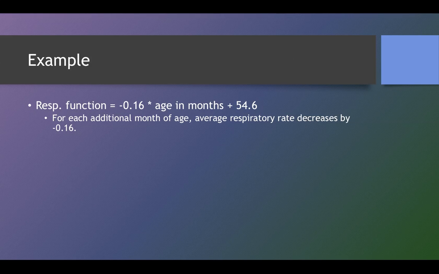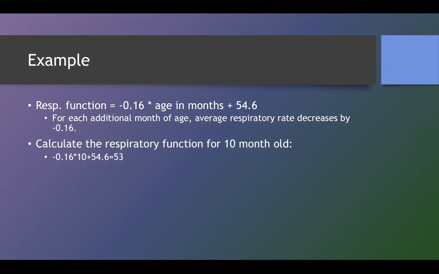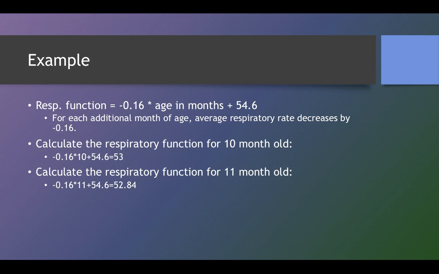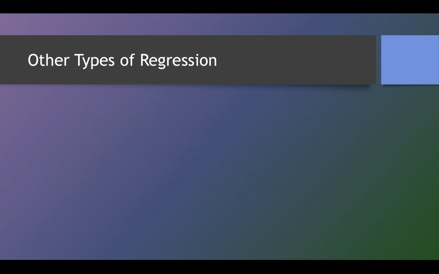We can apply this equation to calculate the respiratory rate for other ages. The respiratory rate in a 10-month-old is the coefficient times 10 plus the intercept. The respiratory rate in an 11-month-old is the coefficient times 11 plus the intercept. Notice the number for the 11-month-old is lower than the number for the 10-month-old. This is because the coefficient is a negative number.